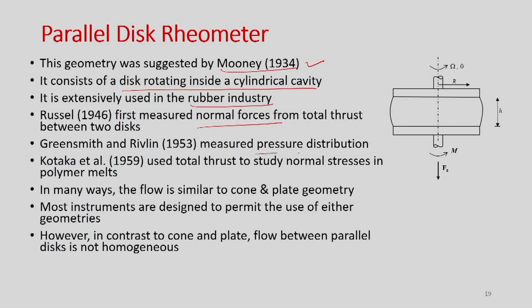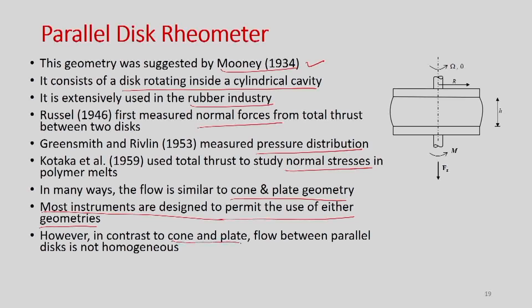Greensmith and Rivlin measured pressure distribution using this geometry. Koeta et al. used this particular geometry to obtain the normal stresses. The geometry as well as the flow behavior is more or less similar to the cone and plate geometry, and most instruments permit the use of either geometry, like most of the commercial instruments that permit either cone and plate or parallel disc rheometer in one particular set itself.